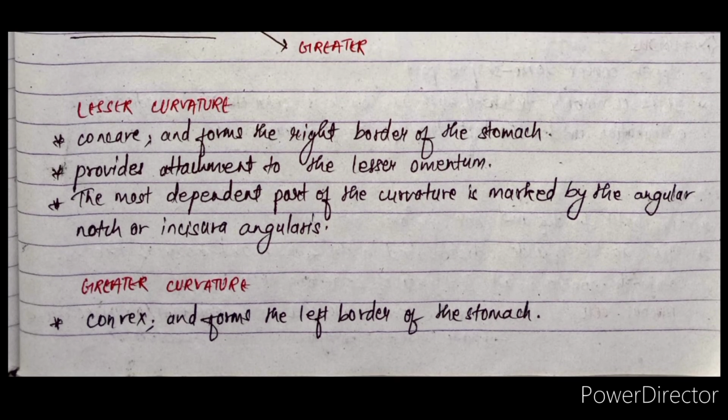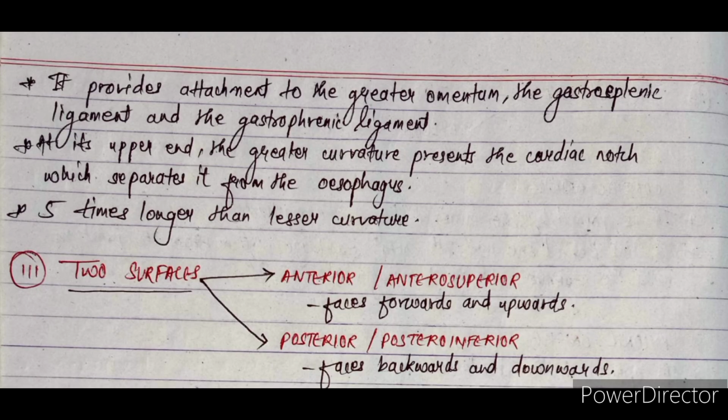The greater curvature is convex and forms the left border of the stomach. The greater curvature provides attachment to the greater omentum and gastrosplenic ligament and the gastrophrenic ligament. At its upper end, the greater curvature presents the cardiac notch, which separates it from the esophagus, and it is 5 times longer than the lesser curvature.